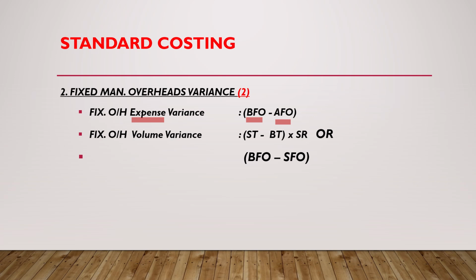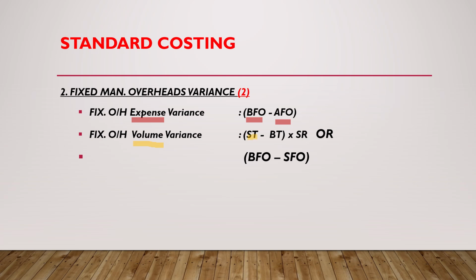Then the second formula will be calculating fixed overhead volume variance. So our focus is volume. So we have two formulas there. You can use this one depending on the information you have.